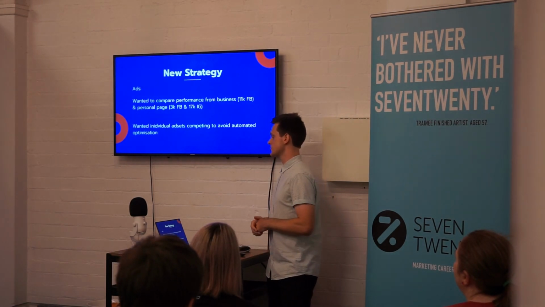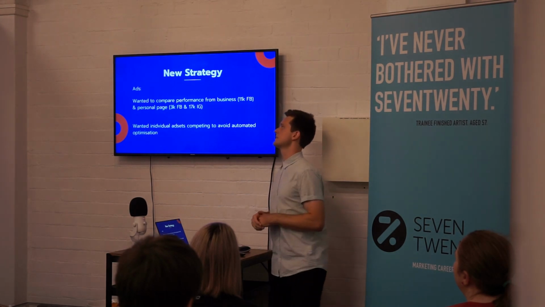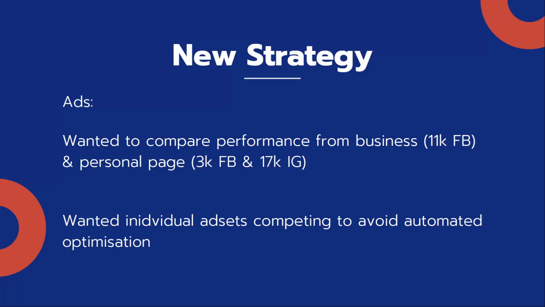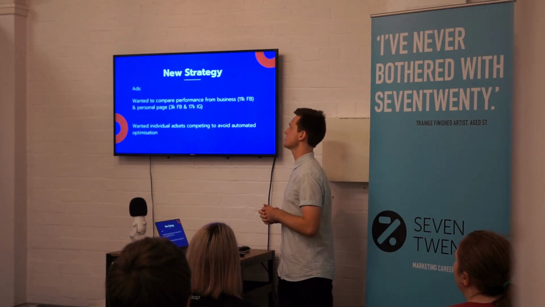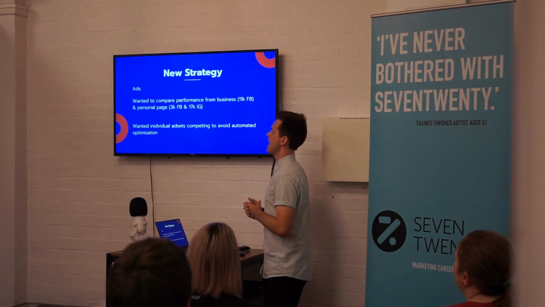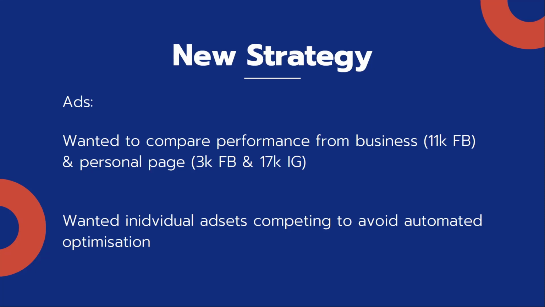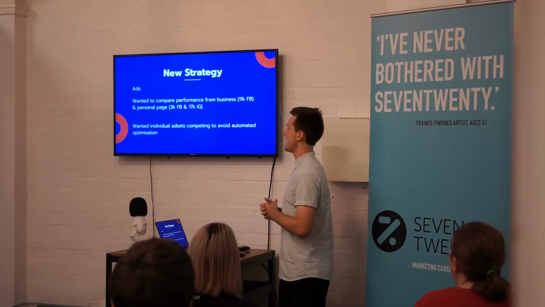And we also wanted, as I mentioned, to compare the performance of ads between the personal page from Glenn and the WMP business page. The WMP only has a Facebook page. They don't have an Instagram page. It's got 11,000 followers. And Glenn's personal page has 3K on Facebook and 17K on Instagram. So you can even see that he is bigger than his business, and we really wanted to try and leverage that.